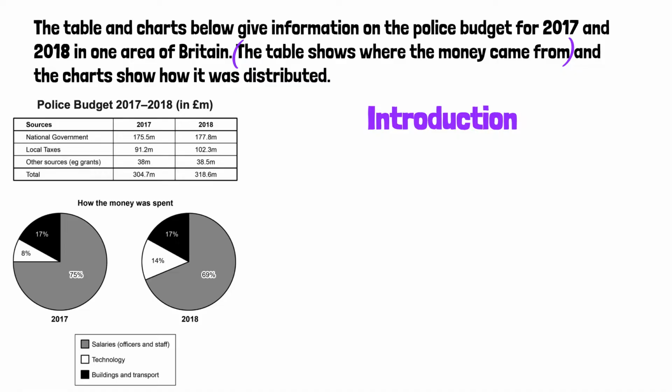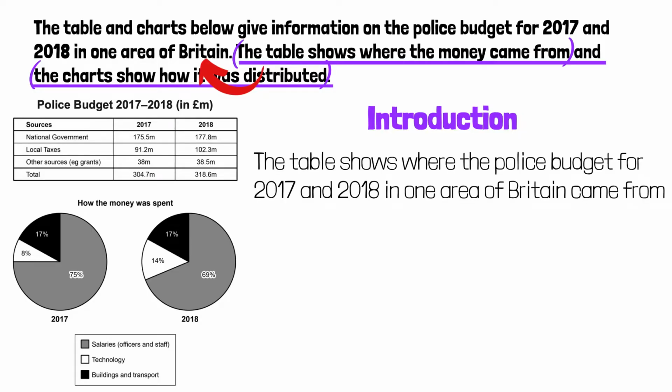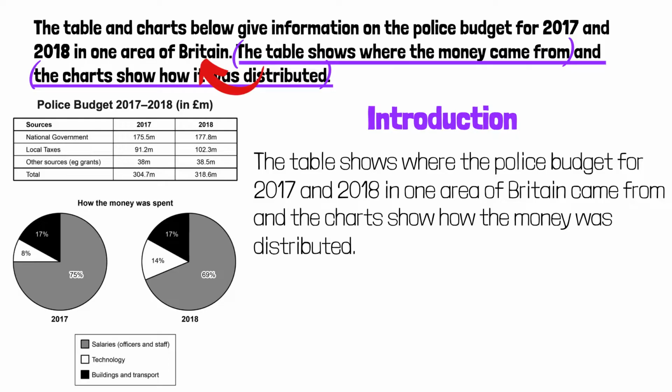The table shows where the money came from. This clause is short. The chart shows how it was distributed. This clause is short as well. The whole sentence is well balanced and contrasts the table very well with the two pie charts. If we combine the two sentences and write something like this, the table shows where the police budget for 2017 and 2018 in one area of Britain came from, and the chart shows how the money was distributed. If you write something like this, the balance will be broken.